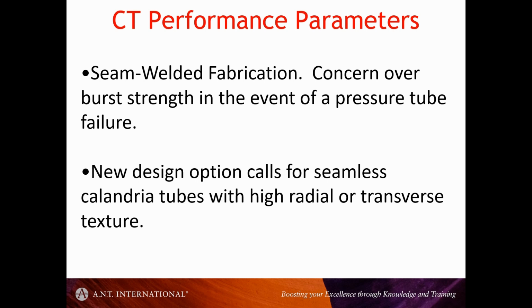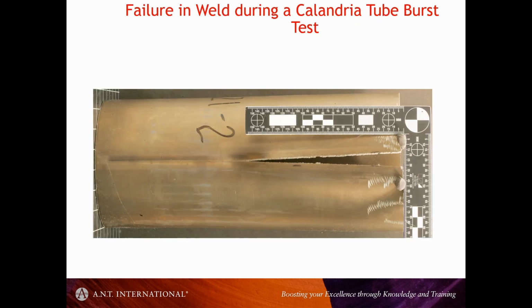The seam welded fabrication was a concern over burst strength in the event of a pressure tube failure. So a new design called for a seamless calandria tube, but also one which had a high radial or transverse texture, to make it even stronger. My branch at Chalk River, where I was the manager, had responsibility for the burst test facility, so we would get samples and have to test their properties.